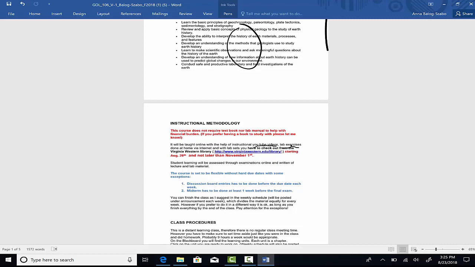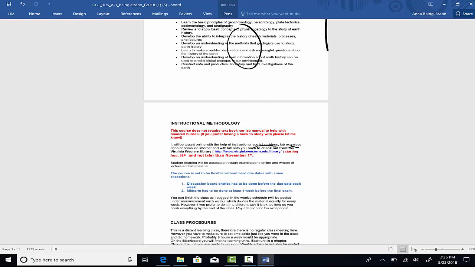First, you can go to the Virginia Western Library on the 3rd floor in Brown Library, and you can ask for your lab kit. Make sure that you have your student ID with you, and you ask for the lab kit starting August 28th, and you cannot pick it up after November the 1st. So you have to pick it up between these dates.